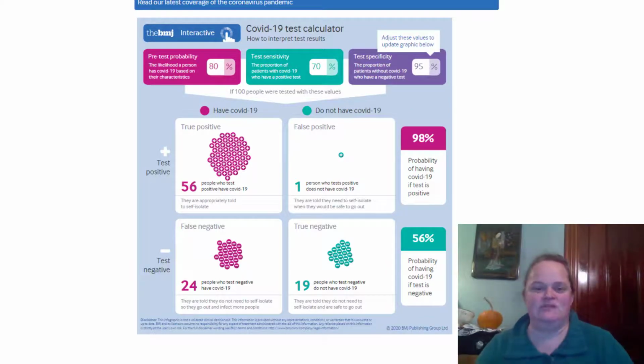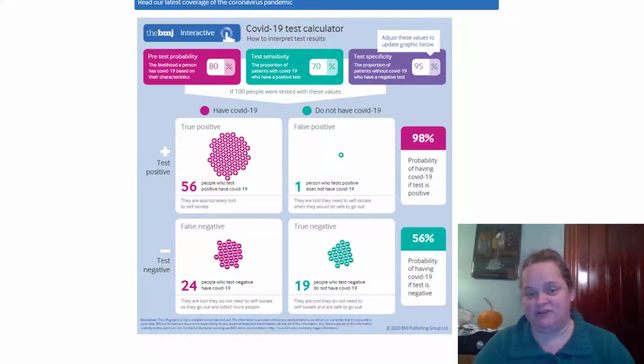There's a lot of different ways you can do this. I'll also link to the Wikipedia entry on sensitivity and specificity. This is used in medical testing all the time. So with these inputs, let's take a look how it breaks out.